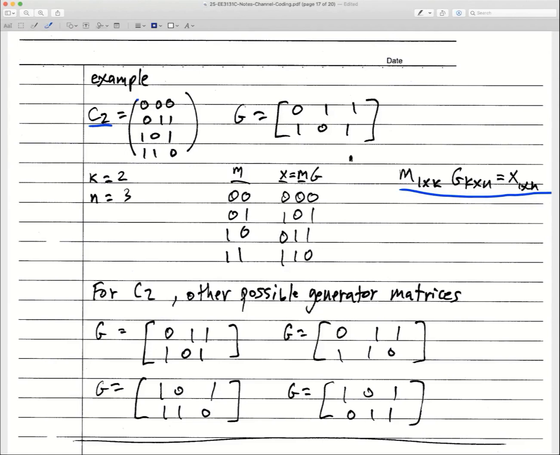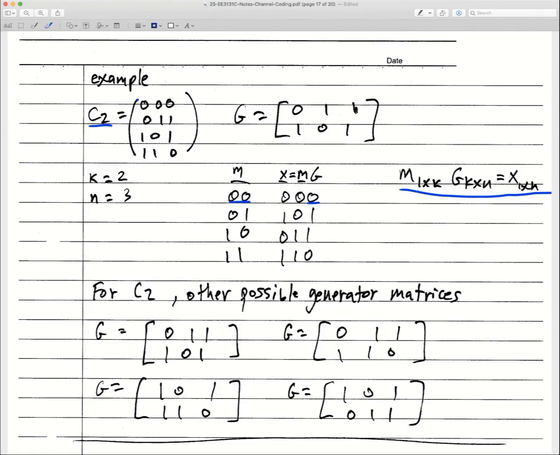If you look at this matrix, when you multiply m times G, what is the parity bit? Can anybody see? There are 2 information bits. This third parity bit, how is it computed as a function of the information bits? You can see that from what's happening here. When 0, 0 is multiplied by this, what is that third bit?